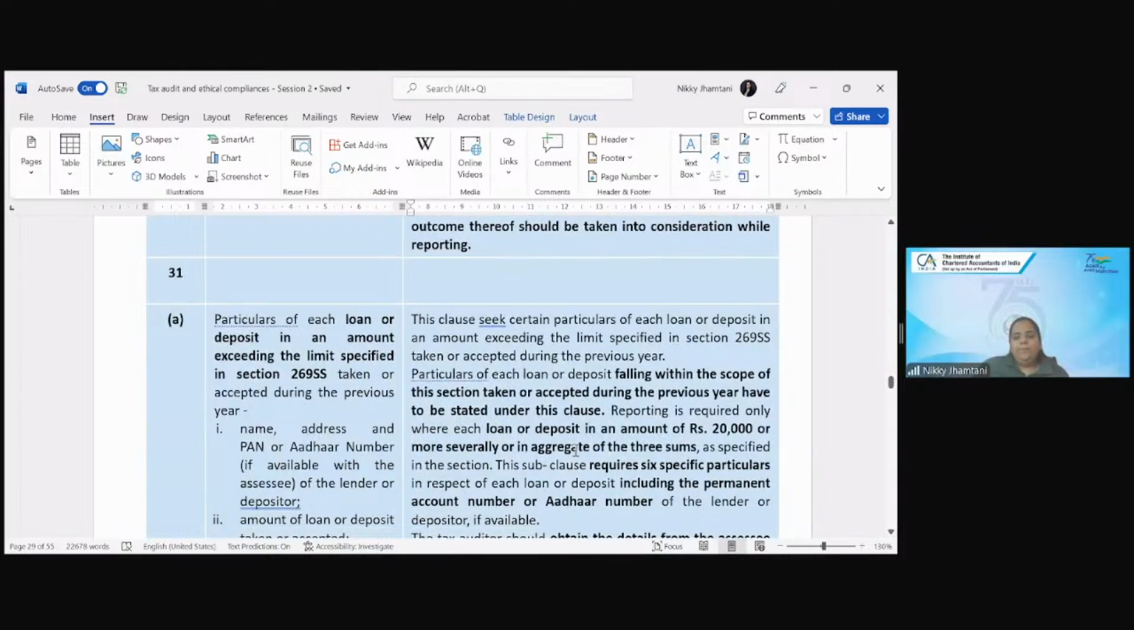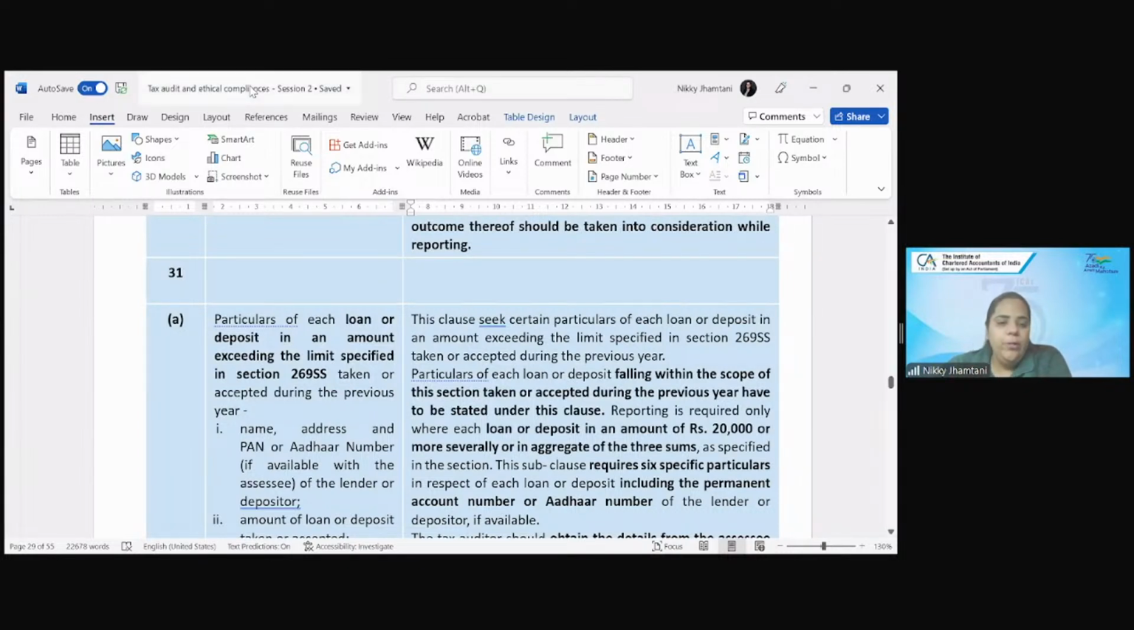Then Clause 31, Subclause A. Particulars of each loan or deposit in an amount exceeding the limit specified in 269SS taken or accepted during the previous year. You are aware of 269SS: loan otherwise than by allowed or permitted modes, which is account payee cheque or account payee bank draft. So that is the reporting regarding it.